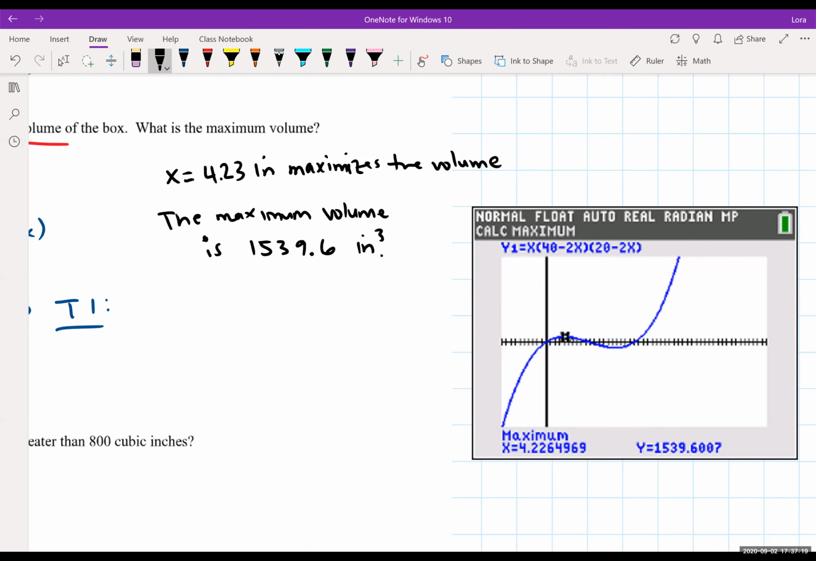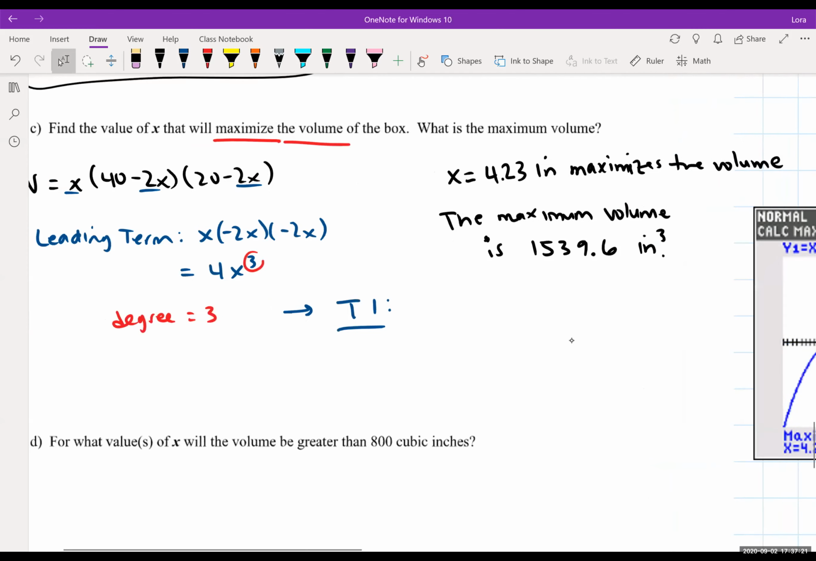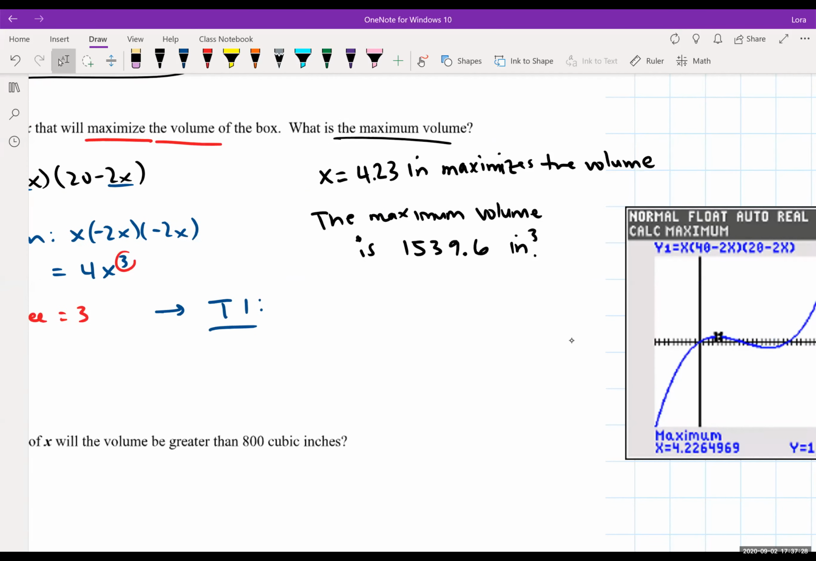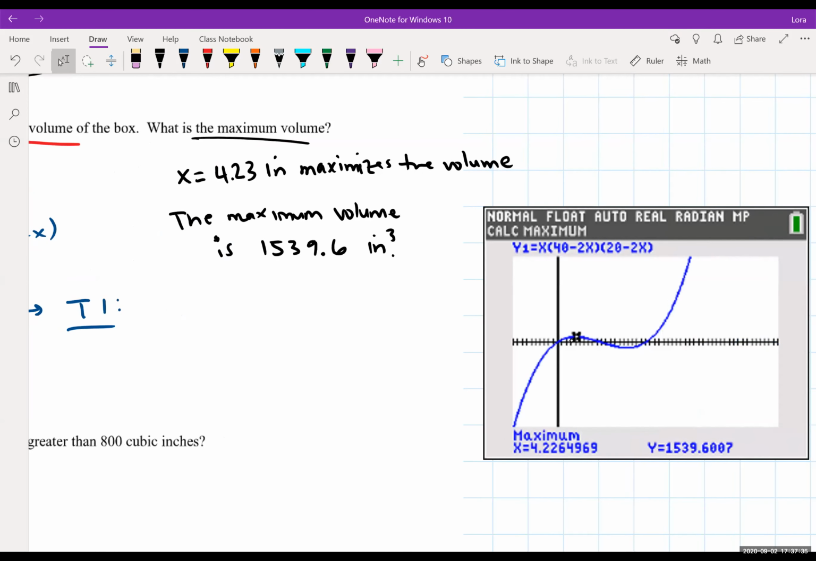So be careful what the problem is asking you. Sometimes it asks you for both the X value and Y value, and sometimes it asks you just for the maximum volume. So just be careful and answer the right question. But you can see that the TI is very useful in helping us determine this.